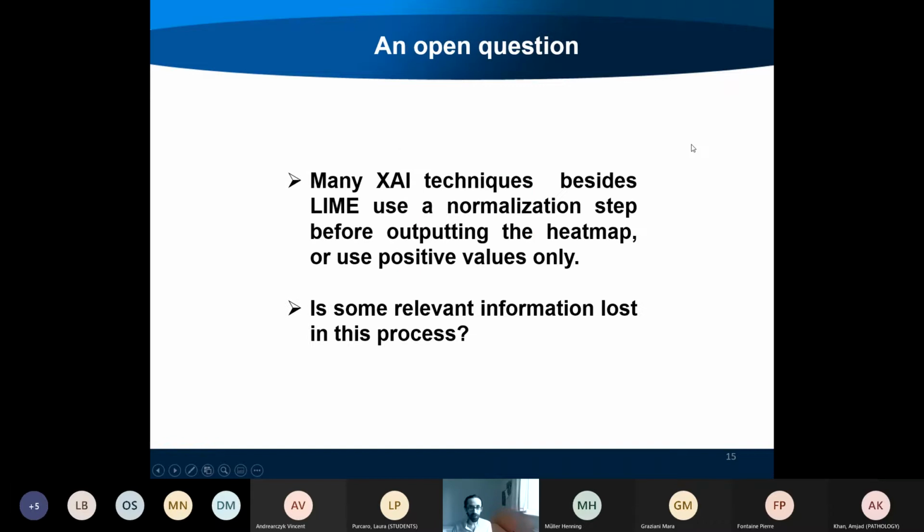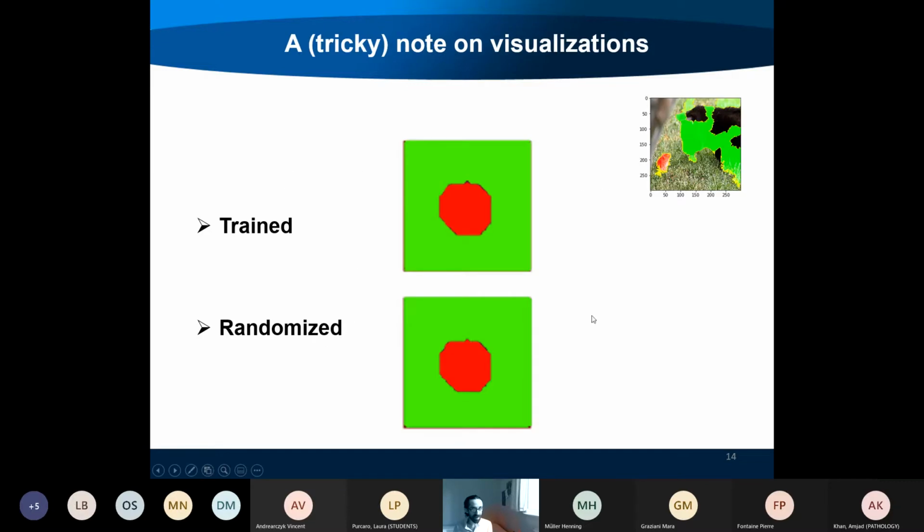And one of the things is, all of this that I've been talking about doesn't apply only to Lime. Many XAI techniques have some kind of step before you generate the heat map where you either normalize the values before you plot them, let's say between 0 and 1 or -1 and 1, or you delete all the negative weights and only plot the positive ones. Couldn't we be losing some kind of relevant information in that process? Couldn't we be entering a situation like this where we're comparing 2 different heat maps? It looks like they're the same, but they aren't, just because we normalized them to the same range or something.